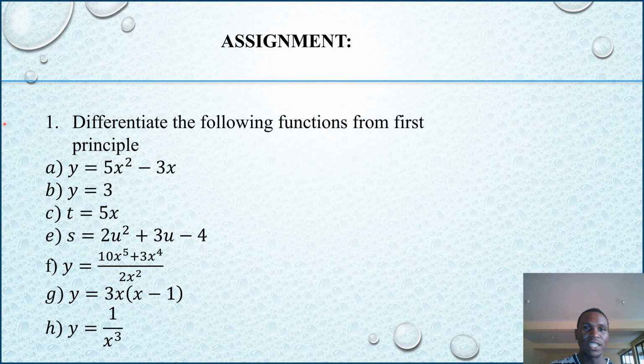The first assignment says you differentiate these functions from first principle. Mind you, the only way you can master it is by practice. Okay, it's by practice. So this is the first one. You try it and submit either in the comment section your answers or through WhatsApp using the number on the screen.